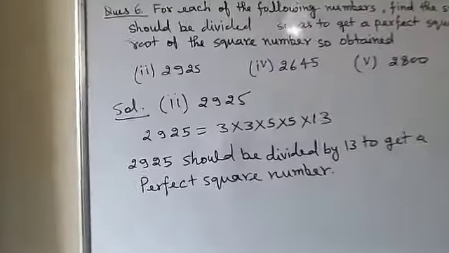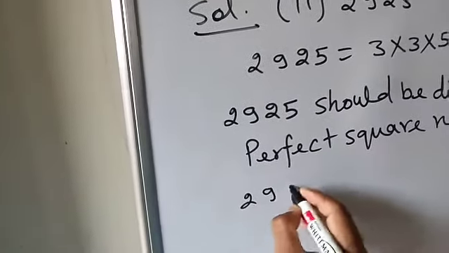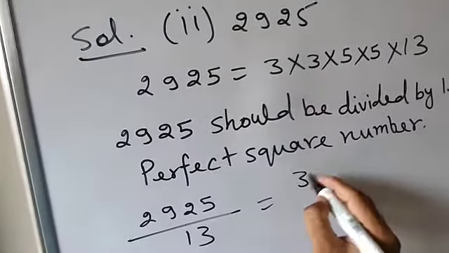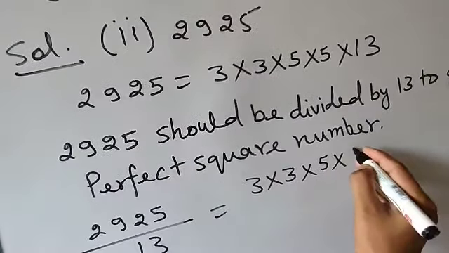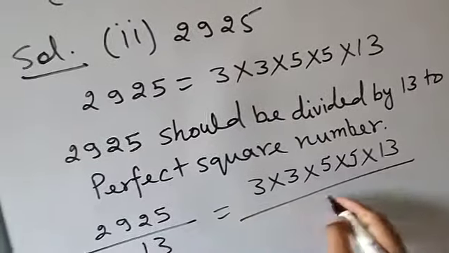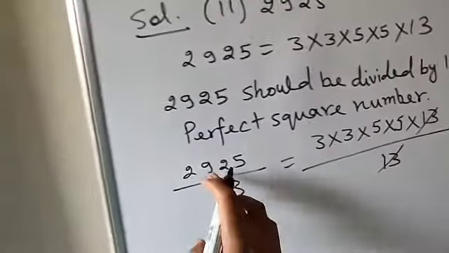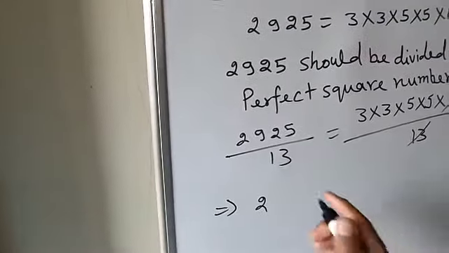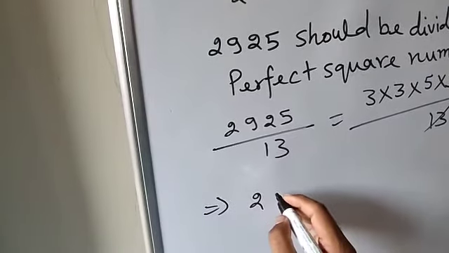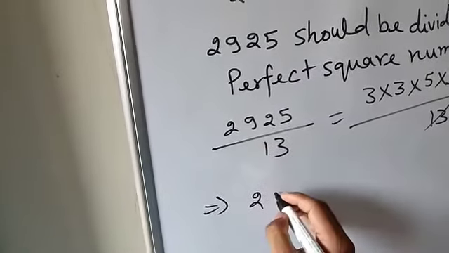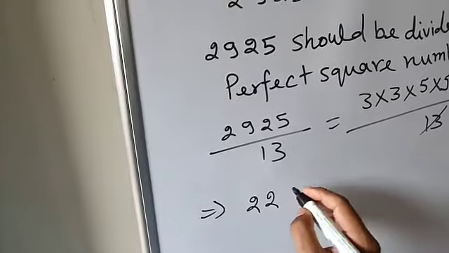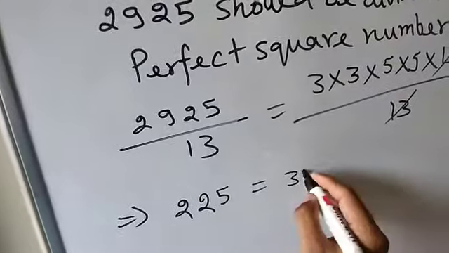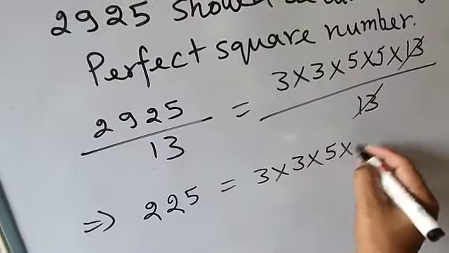Now you need to divide that number. 2925 divided by 13. Here 13 and 13 will be cancelled and you need to divide. So you will get 13 twos are 26, then 3, 13 threes are 39, then 6, and 13 fives are 65, then 225, and it is equal to 3 into 3 into 5 into 5.